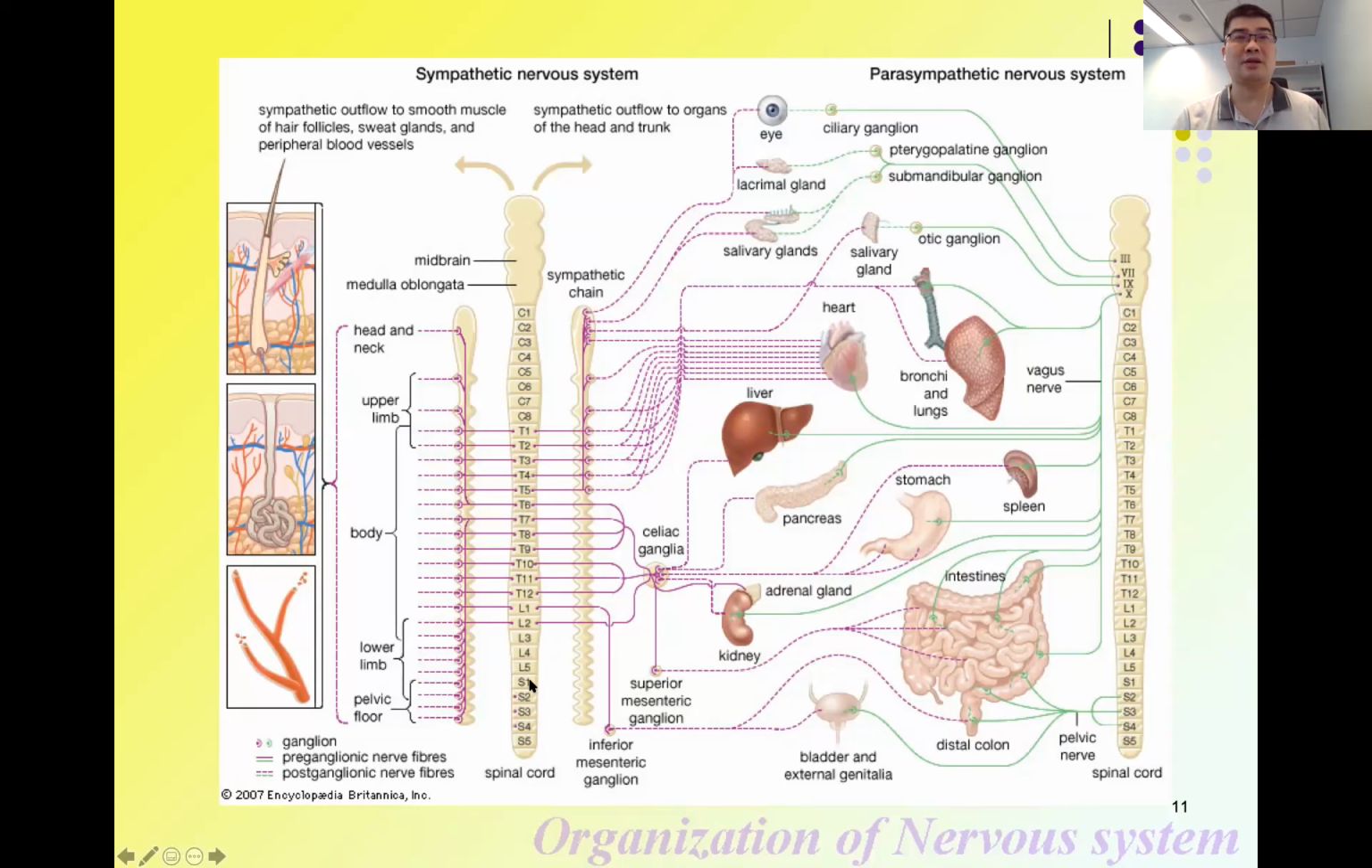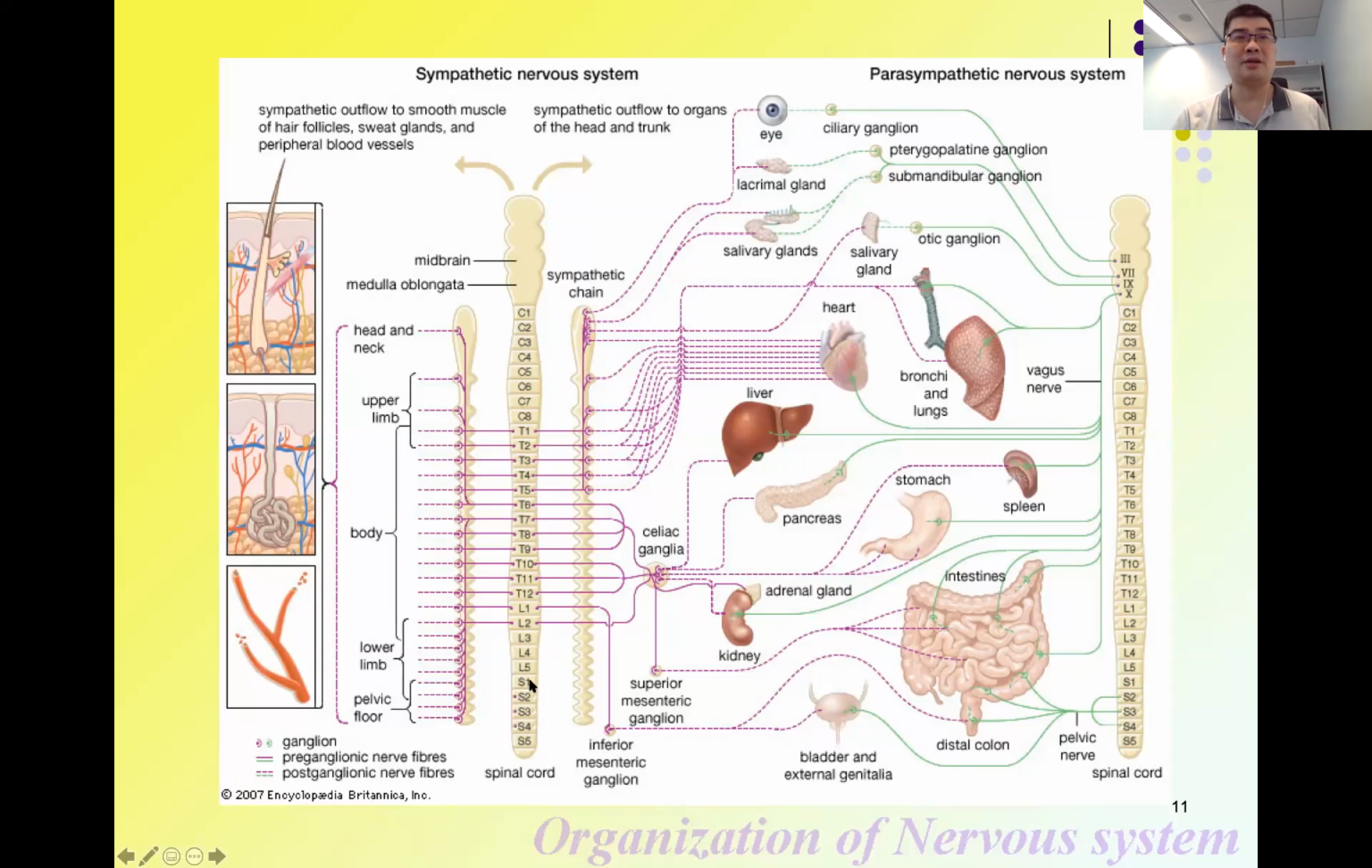So you can see that this is the sympathetic chain. Now the preganglionic neuron is coming out from the spinal cord. So it's coming out from T1 to L2, so those are thoracic and lumbar. That's the reason why in the previous slide, it's called thoracolumbar. Okay. So those are the preganglionic neurons, and then they come out in the sympathetic chain.